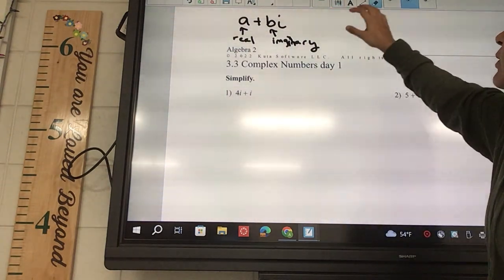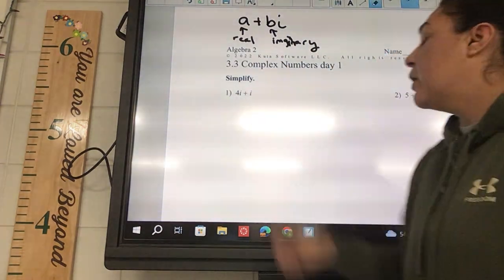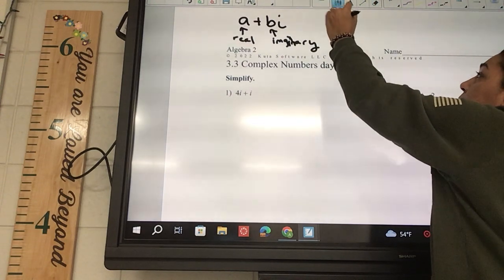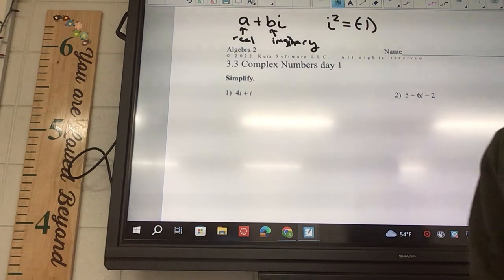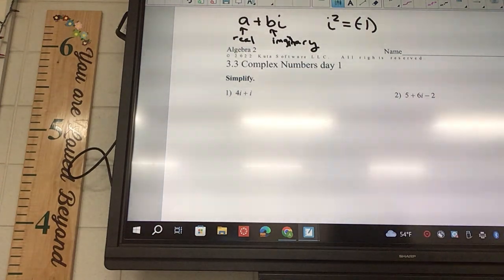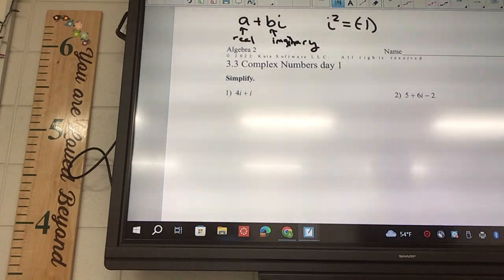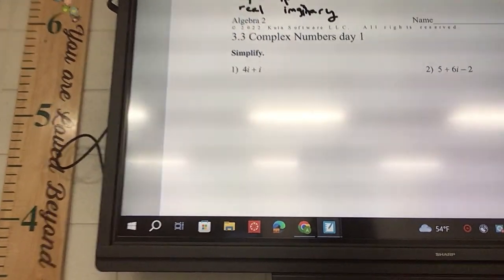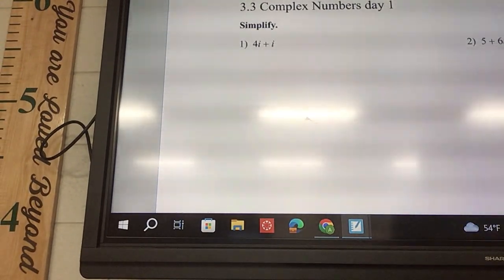The one thing I would probably put on your paper, and I don't know if we'll get to it today or tomorrow, is i squared equals -1, and I'm going to put that in parentheses because you should always use them. So when we have an i squared, it equals -1. Today is probably going to be the easiest out of all the days because it's kind of just adding and subtracting, okay?